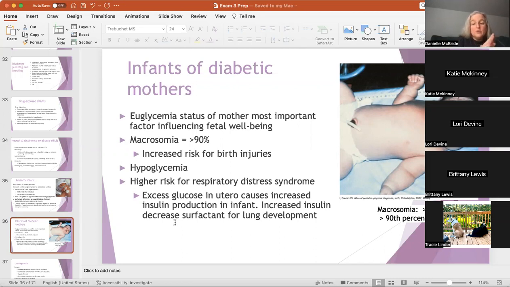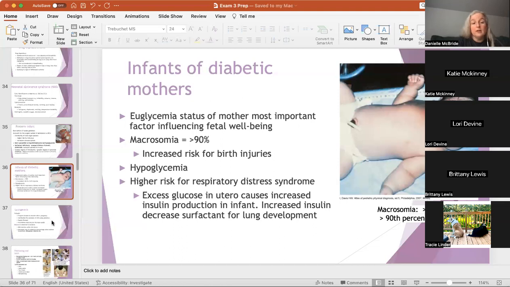What should we do for this baby that's at an increased risk of hypoglycemia? Check the blood sugars. What else? Feed the baby. We want to feed this baby really frequently, every hour or two, because it's going to help minimize the hypoglycemia. And then we're watching the blood sugars. We're checking the blood sugar before every feeding.